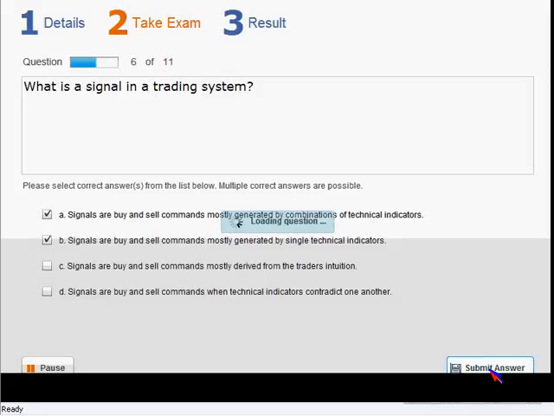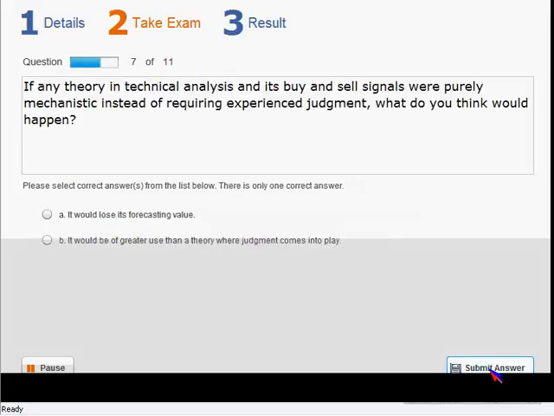Okay, number 7. If any theory in technical analysis and its buy and sell signals were purely mechanistic instead of requiring experienced judgment, what do you think would happen? It would lose its forecasting value. Or, it would be of greater use than a theory where judgment comes into play. Here we can also use one answer. Anyone? A, fine. All right.